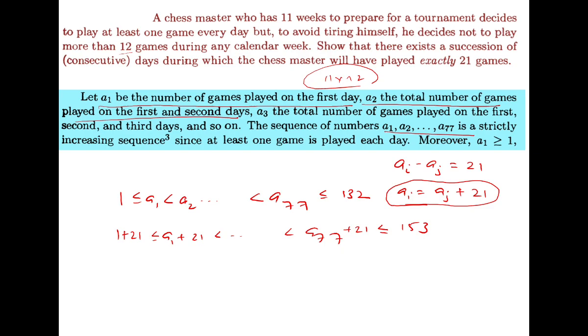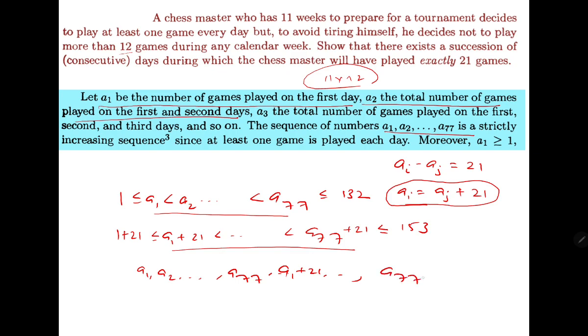So if I consider the total numbers, then this is 77 plus 77, which is 154, and all these numbers are lying between 1 and 153. So if I write down these numbers, a1 plus 21 up to a77 plus 21, all these numbers are from 1 to 153, and 154 numbers are there. It means two numbers must be the same.